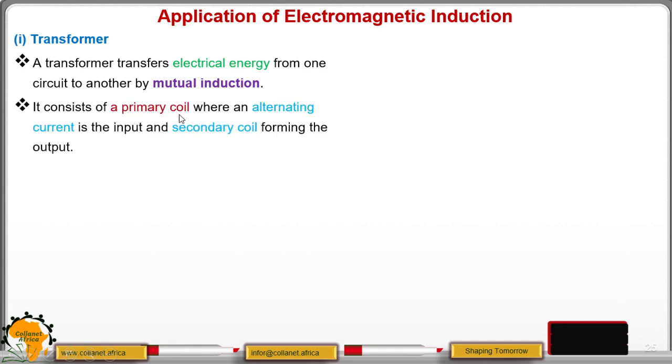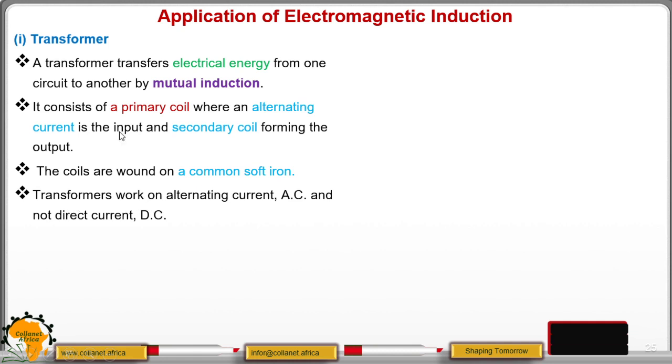It consists of a primary coil, and in this primary coil we have an AC input signal. And then it has a secondary coil, and this secondary coil gives us what we call the output signal or output voltage. Now the coils are wound on a common soft iron core. We are going to see the reason why we use soft iron.